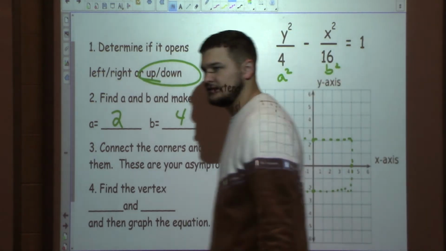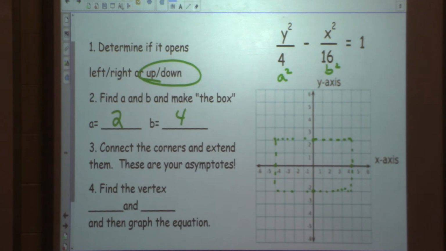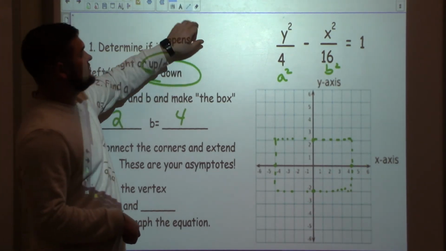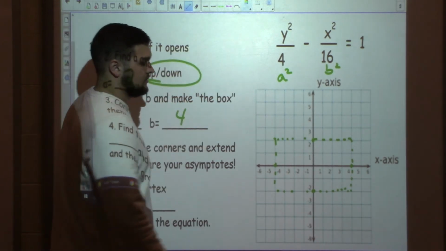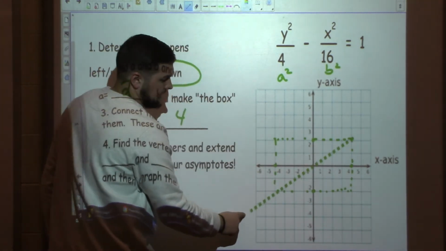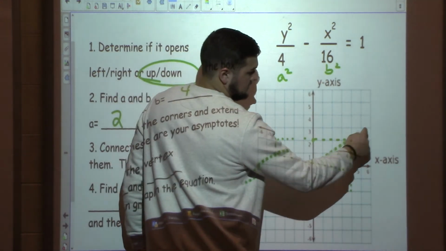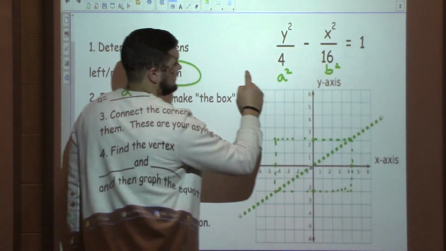Okay, so once you have your 4 points, just like with your ellipse, you draw in your box. Once we've made our box, we take our straight edge and we make our asymptotes, right? Through the corners of the box.